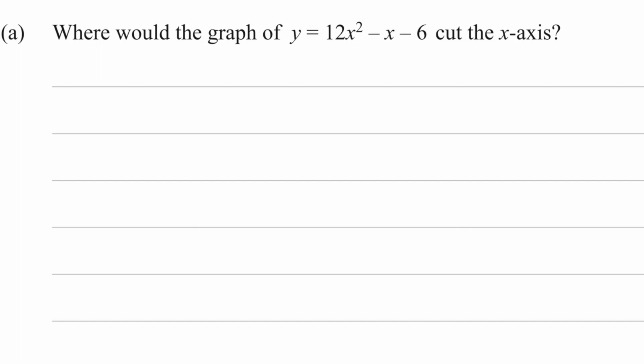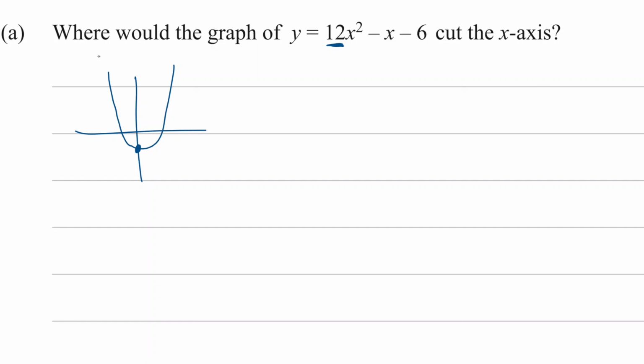That's totally fine. So we have a quadratic graph, 12x squared minus x minus 6, and we're asked, where does it cut the x-axis? Graphically, just a refresher, this is a positive parabola, because the coefficient of x squared is a positive number. So it'll look something like this. It's positive, it's happy. And the y-intercept is -6, so that's this point here.